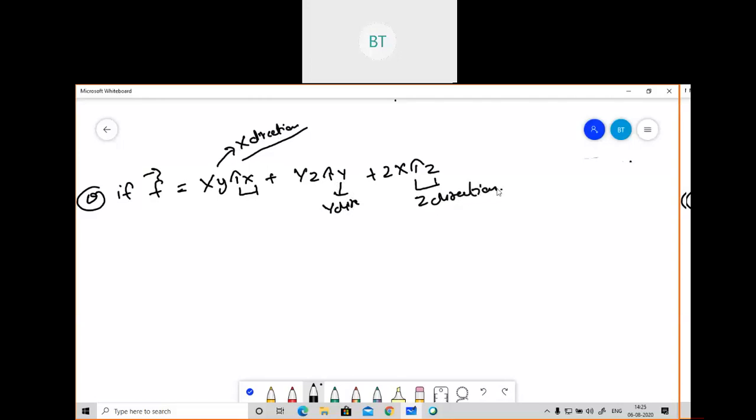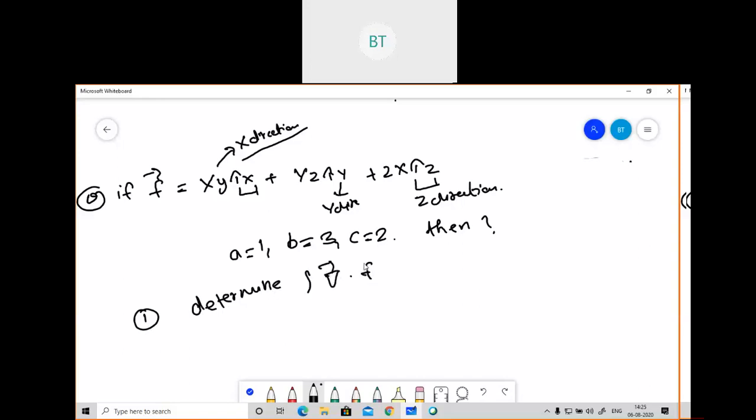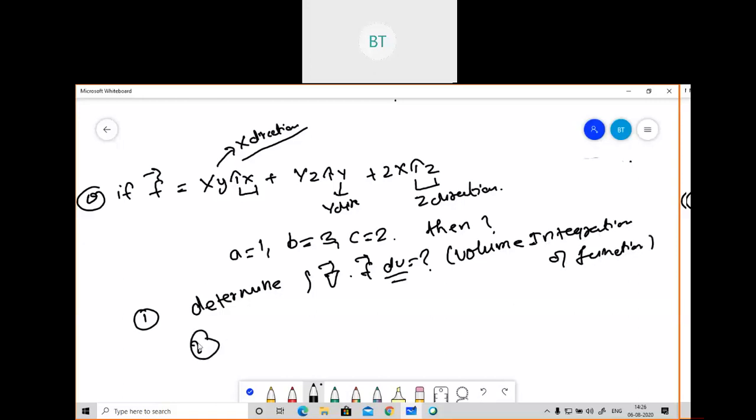So the problem was like that: if f equals xy in the x direction, yz in the y direction, and zx in the z direction, and a was given as 1, b was given as 3, c was given as 2, and they wanted you to determine dv. So basically they wanted you to calculate the volume integration of the function. The first problem was like that, and in the second problem, they wanted you to calculate the surface integration.